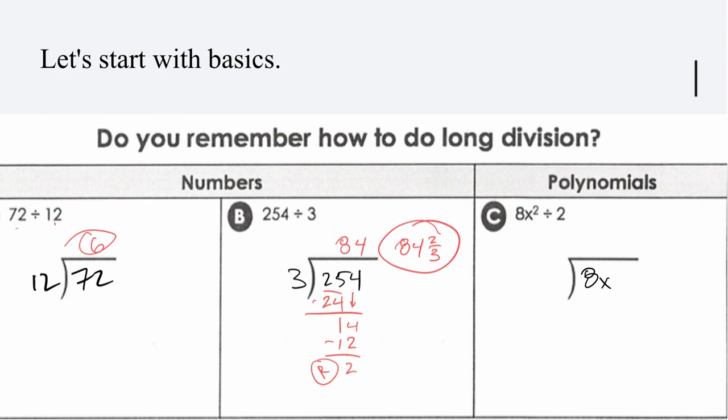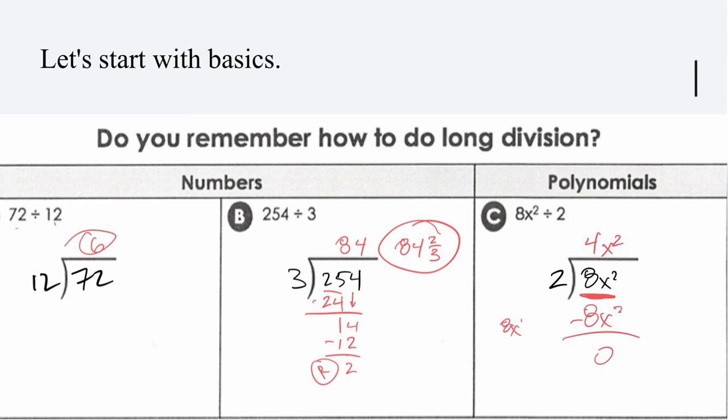So now I have 8x squared as my dividend and a 2 as my divisor. And this is going to look kind of funny, but just bear with me here. How many times does 2 go into 8x squared? Remember, this is just one term. Well, it goes 4, and there's an x squared there. So when I do 4x squared times 2, I get 8x squared. I subtract, and I get a 0.